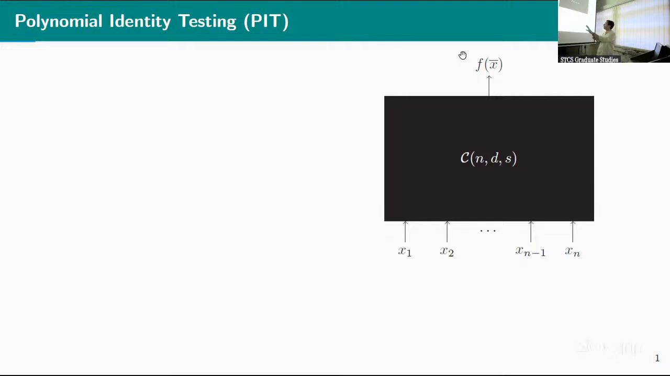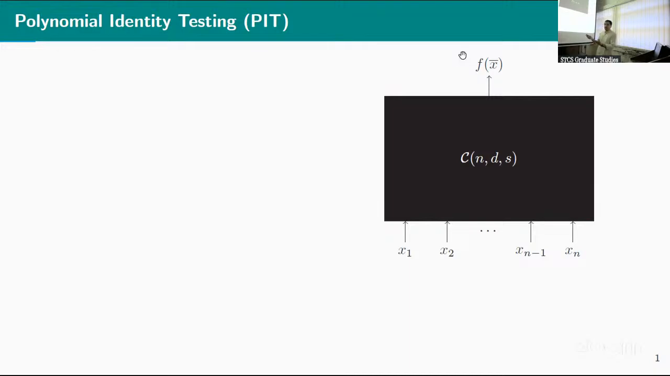You are told that it is on n variables, it is a degree D polynomial, and it has what is called an algebraic circuit of size s. Not important what an algebraic circuit is, it just has some representation of size s. It can be computed in size s. That's the only thing you need to know.